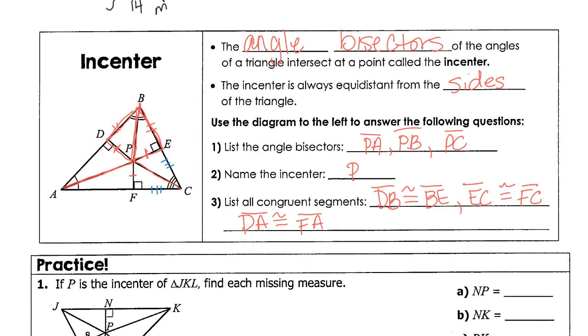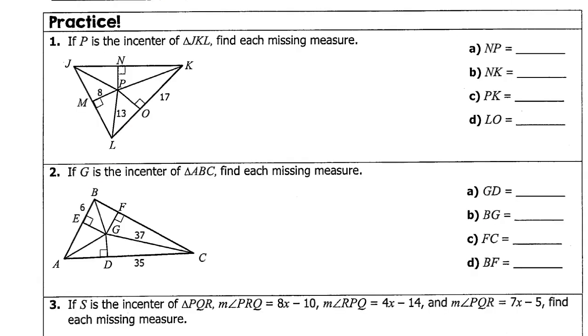Also, if you remember from the second statement, the incenter is always equidistant from the sides. So those three sides, which I've already labeled, are all congruent as well. So we can say DP is congruent to PF, which is congruent to PE. All right, so number one, it tells us that P is the incenter of this triangle.